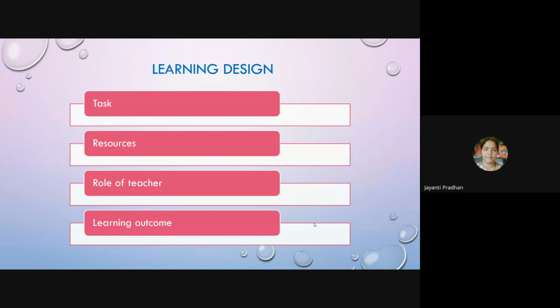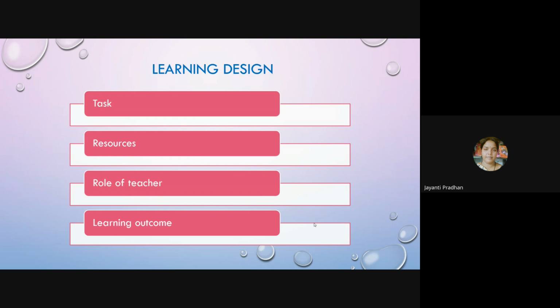Now learning design. Since we have now understood the models, we will design learning, meaning what are the components to be kept in mind, to be considered or to be concerned about while designing for learning. First, the tasks to be performed by the learner, then the resources required to perform the particular task by the learner, then what is the role of the teacher and what desired outcome we want by that kind of task.